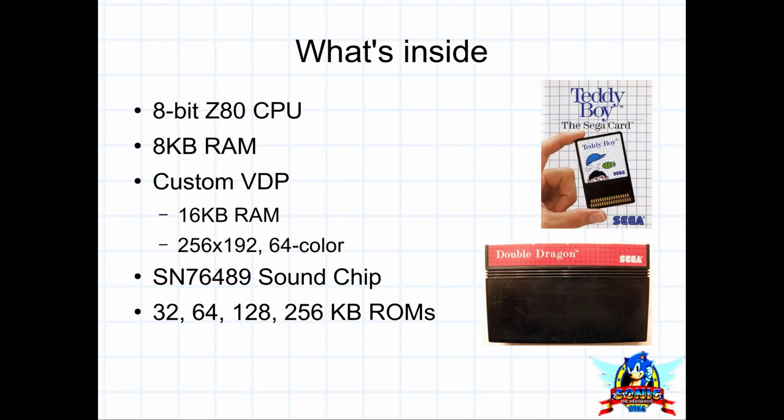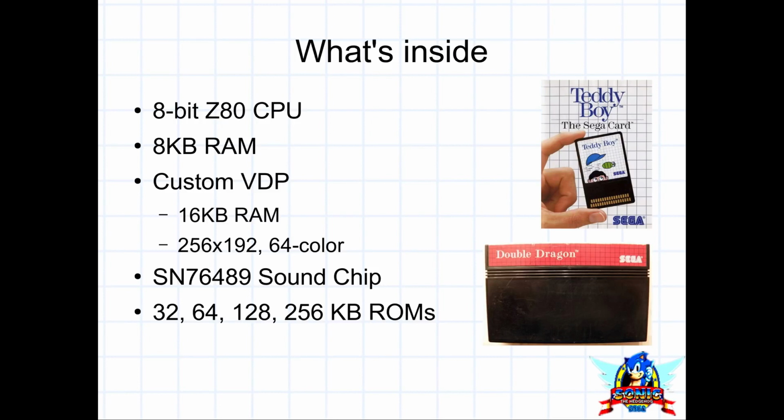Inside is an 8-bit Z80 CPU. It has 8 kilobytes of RAM, which is not very much at all by today's standards. It has a custom video processor, the VDP, the Video Display Processor. On that processor there was 16K of RAM that was just accessible by that processor directly, at least. It generated a 256 by 192, 64 color output, which is absolutely minuscule by today's standards, although it was scaled up obviously to fill the whole screen.